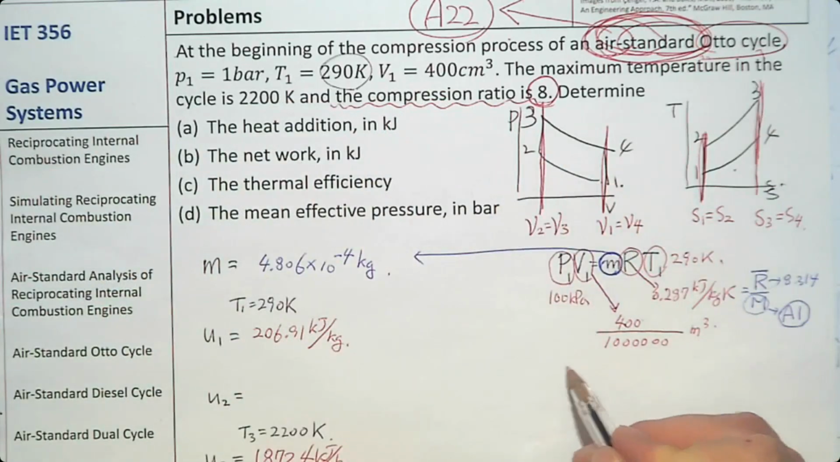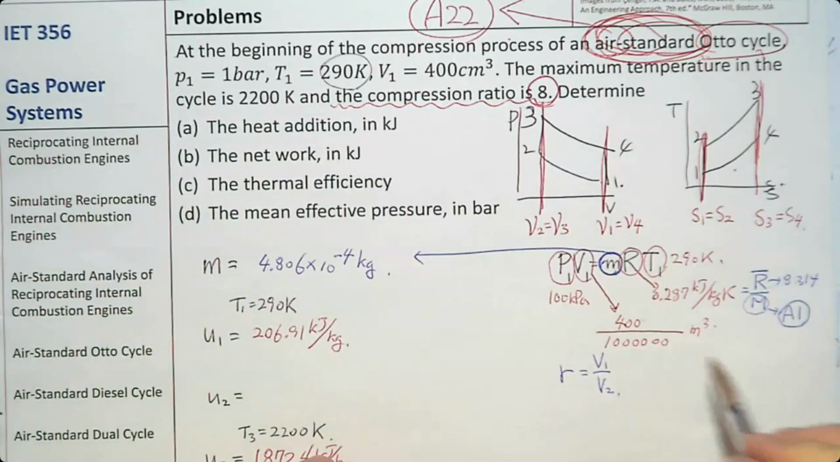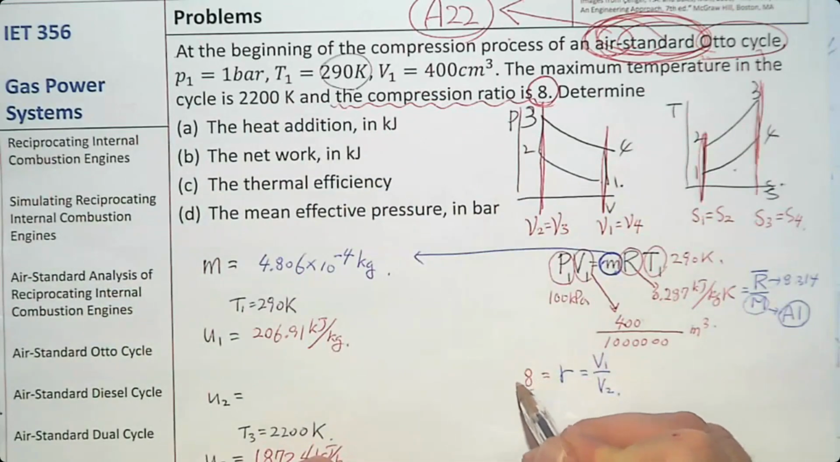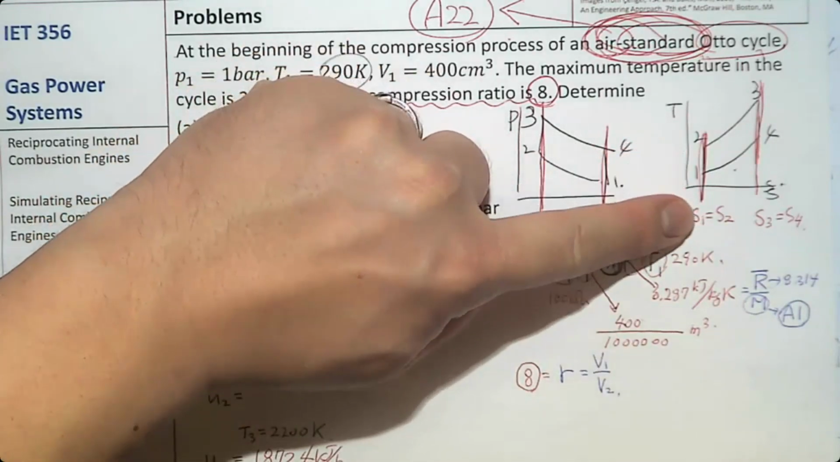The compression ratio R is going to be V1 over V2. And this is what? 8. The compression ratio is 8. And what is the relation between 1 and 2?